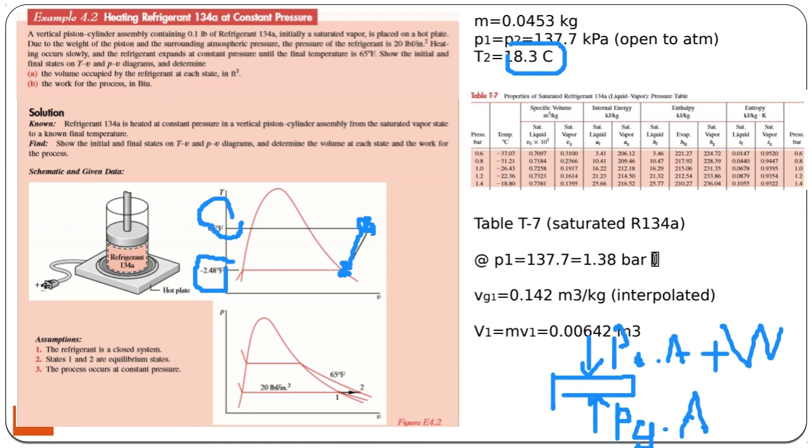So the initial volume of the piston cylinder system is calculated from mass times specific volume. Here we have saturated vapor, so you can use the saturated vapor specific volume times the mass that is given to you. So it gives you the initial volume of the cylinder piston system.